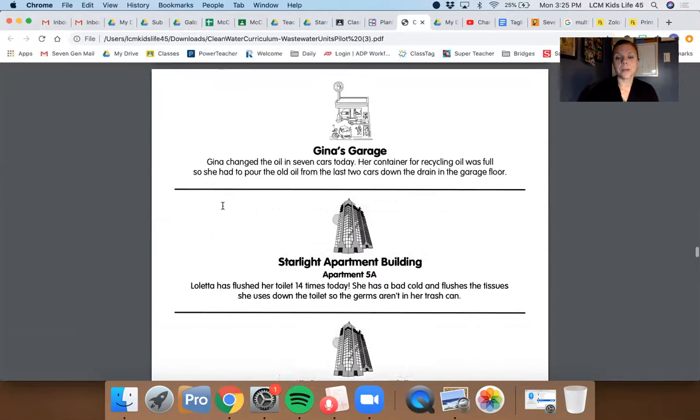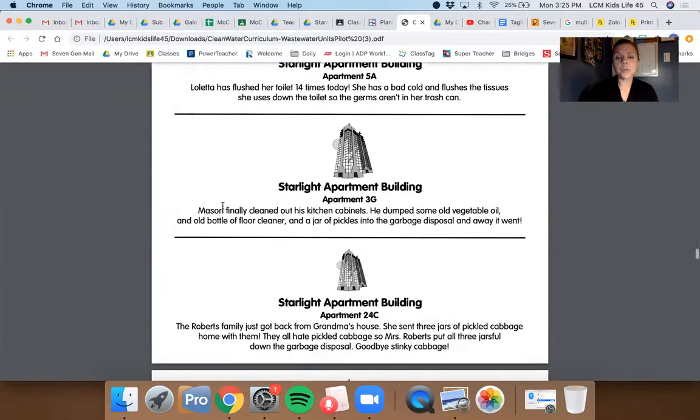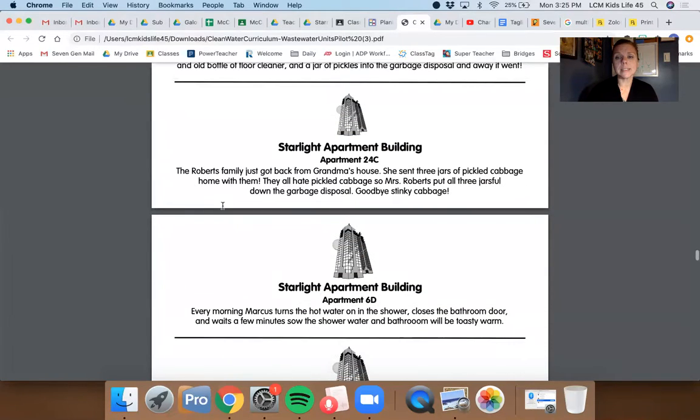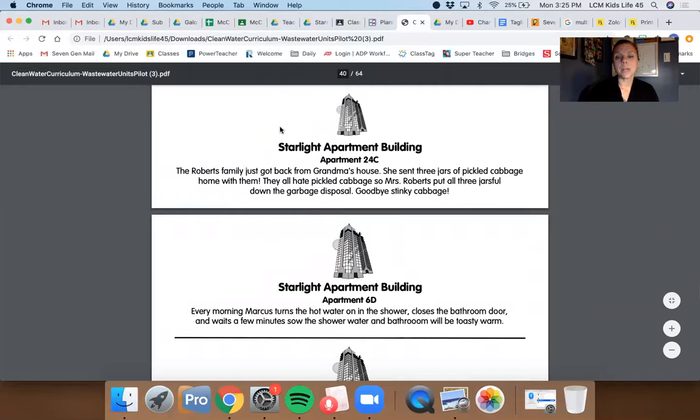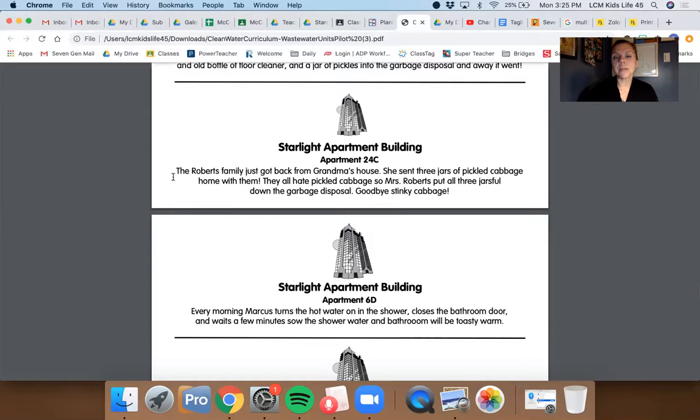Okay. The last one we're going to look at right now is Starlight Apartment Building, Apartment 24C. The Roberts family had just got back from Grandma's house. She sent 3 jars of pickled cabbage home with them. They all hate pickled cabbage. So Mrs. Roberts put all 3 jars full down the garbage disposal.